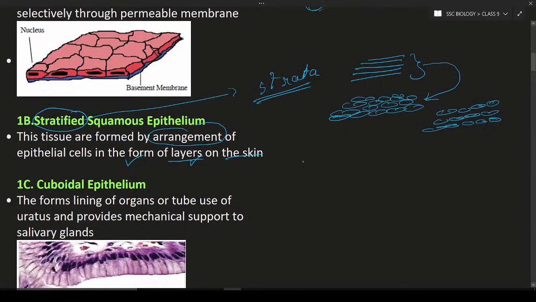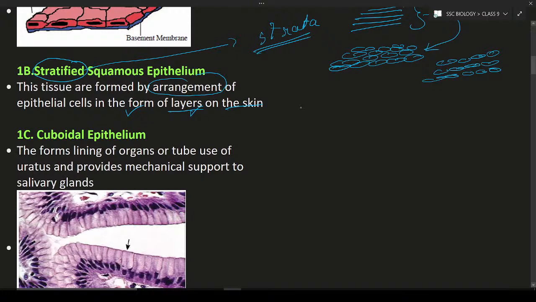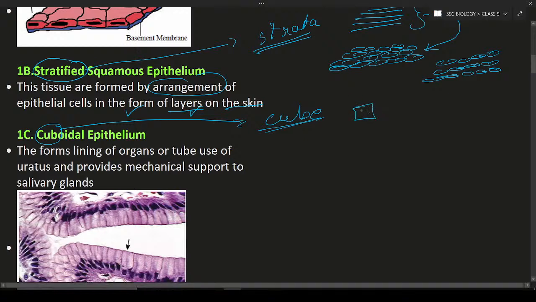Okay. So next one will be cuboidal. What is meant by cuboidal? It refers to the word cube. What is meant by cube? You might have observed ice cubes in the refrigerator ice box. These are the cubes. So how do these cells look? The cuboidal epithelial cells look like cubes.